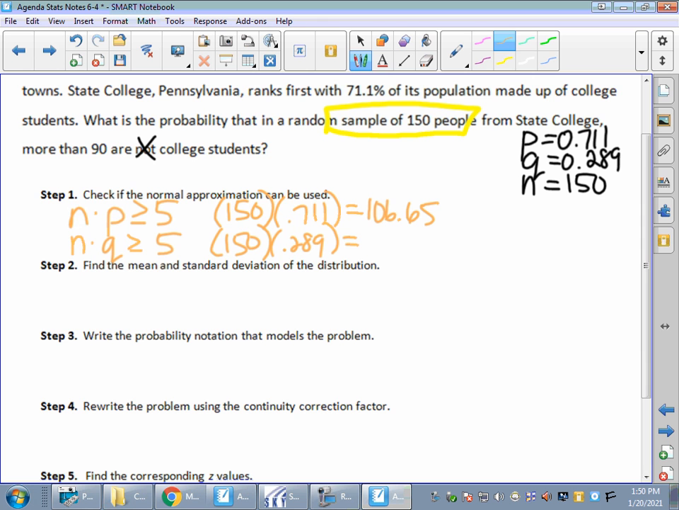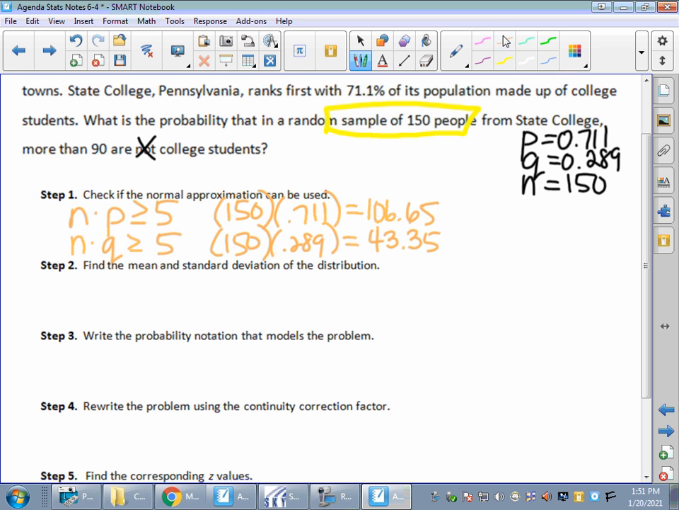I think that came out to 43.35. These two numbers, by the way, should add up to 150, right? Because it's the whole. So yes, check. We can use the normal approximation. If I got less than 5 on either one of those, I'm in trouble, and you're going to ask the teacher what's happening. Step 2, find the mean and the standard deviation.